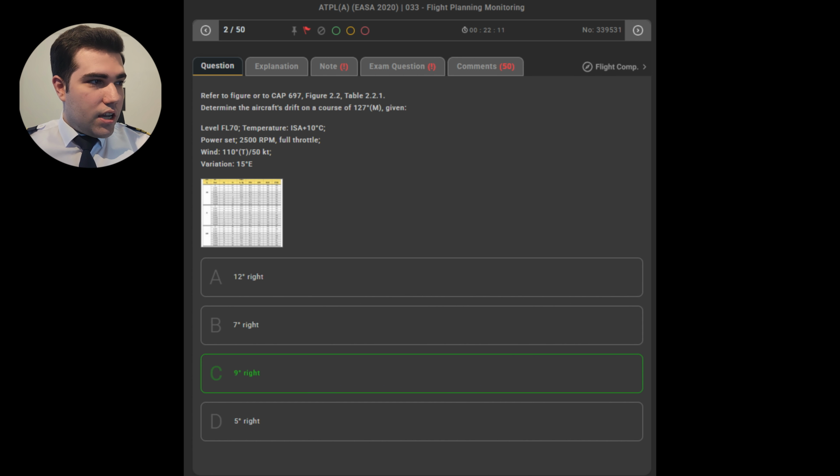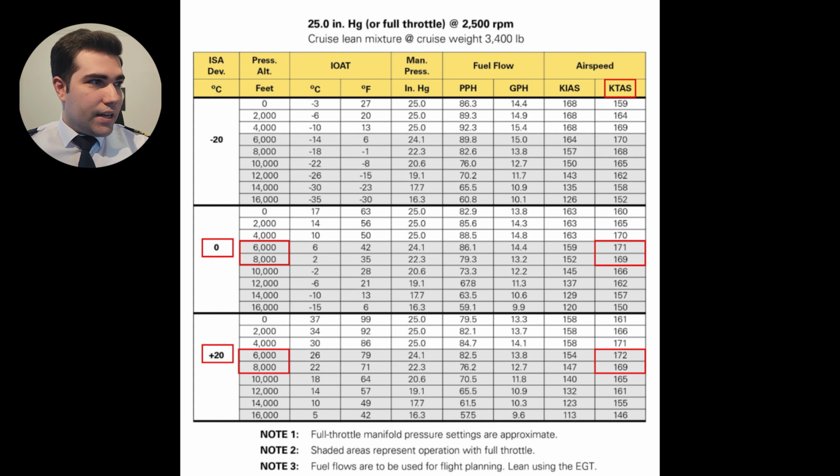So let's begin. First, we have 0 degrees ISA deviation and plus 20 degrees, and the 10-degree deviation is right between them. And since we are at 7,000 feet, we also need to take between 6,000 and 8,000, as I show you on the screen right now. So let's do the calculation.